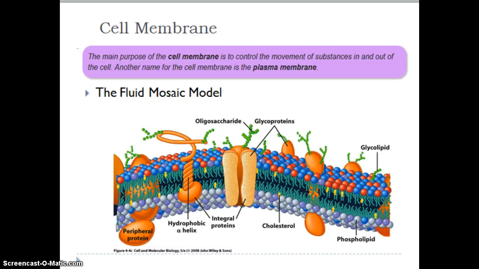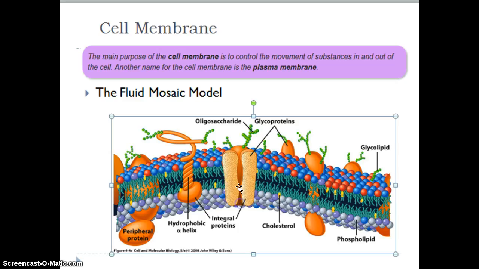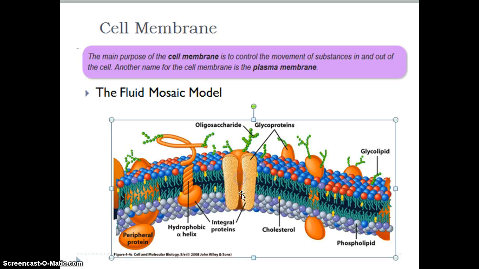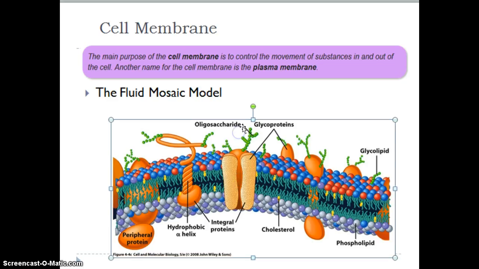The cell membrane is another aspect of cell process. The fluid mosaic model of the cell membrane indicates that there are proteins that span the entire breadth of the cell membrane, and they are involved in diffusion. They can allow molecules to get in, they allow molecules to get out.